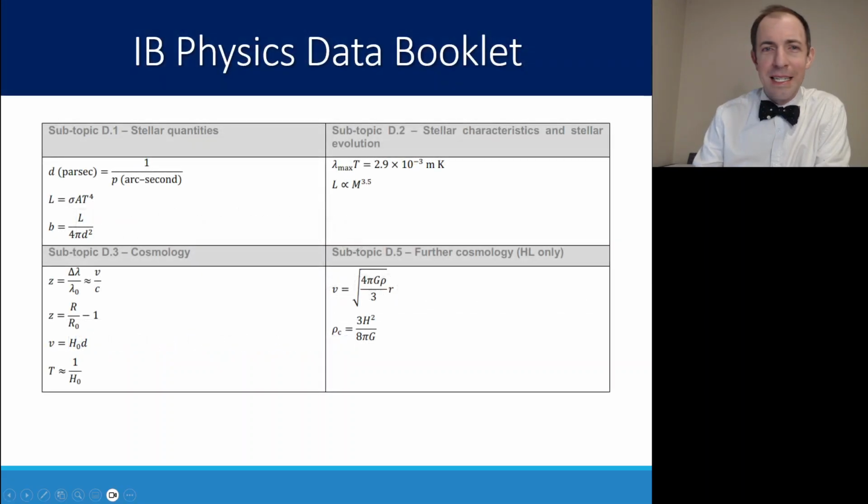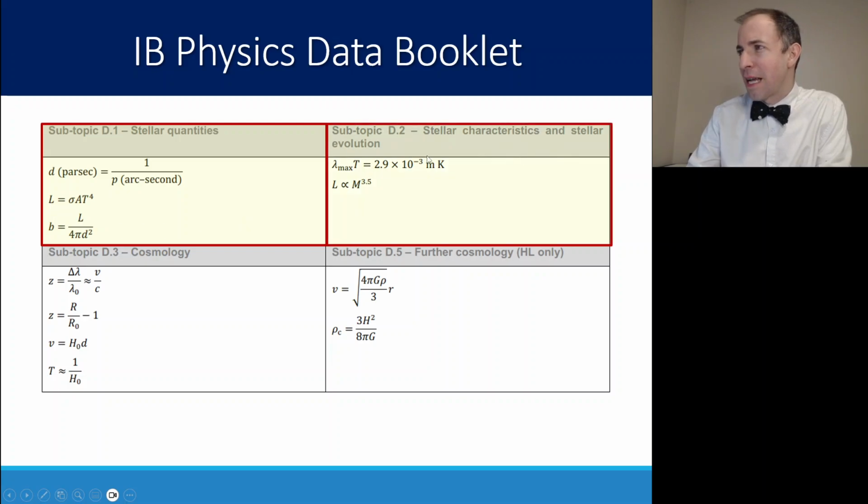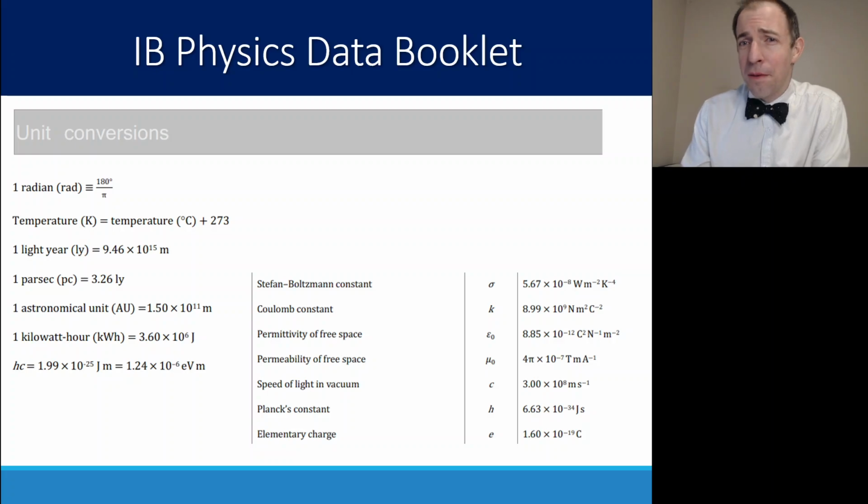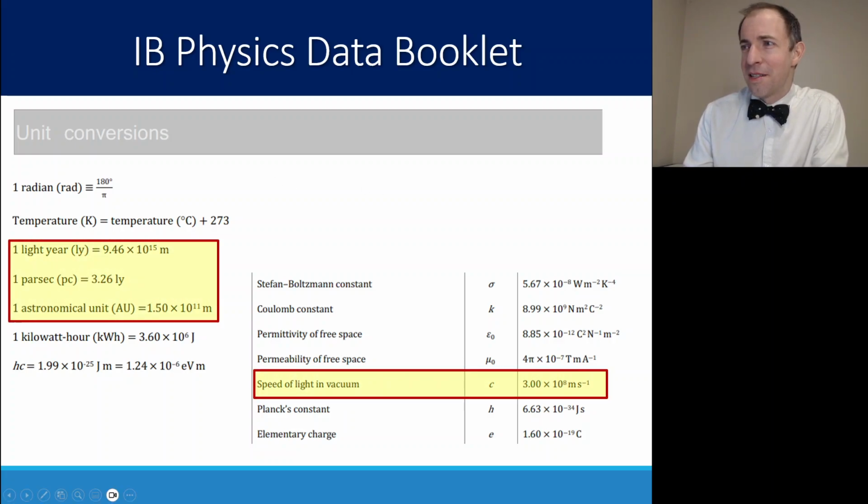So, to reintroduce and review what we have. There are three main sections for the IB physics curriculum. It is stellar quantities, where we have some properties for stars like distance and parsecs, luminosity and brightness. Stellar characteristics, where we talked about how temperature can give us a wavelength and vice versa. And cosmology, some conversations and discussions about the universe, how the universe is changing and stretching and ultimately expanding. There are also some important properties that are constants, some unit conversions that we talked about, these astronomical quantities, and of course, the speed of light in a vacuum.